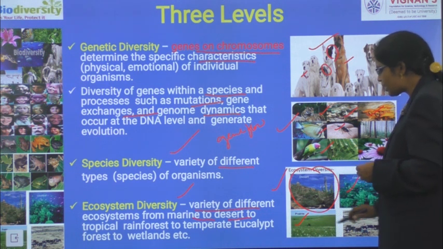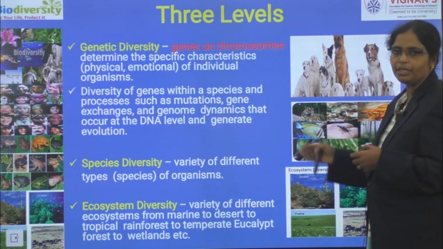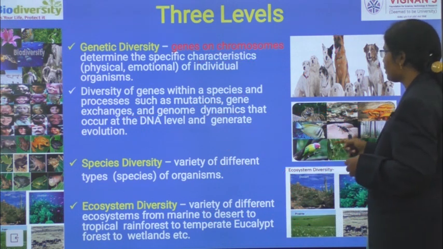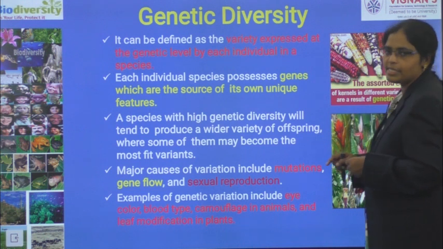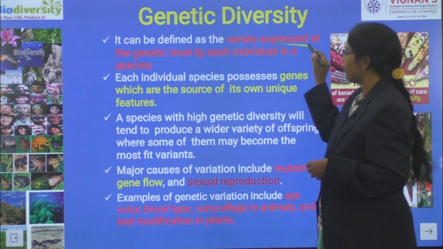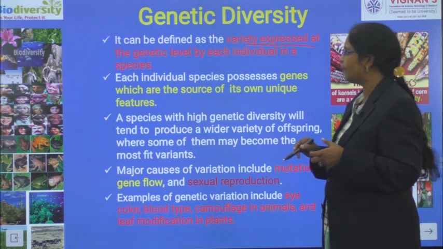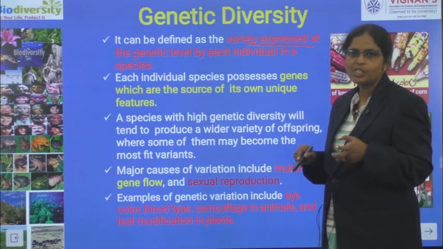So, these are the various types of ecosystems. These are the examples for different levels of biodiversity. First, we will see the genetic diversity. It can be defined as the variety expressed at the genetic level by each individual in a species.